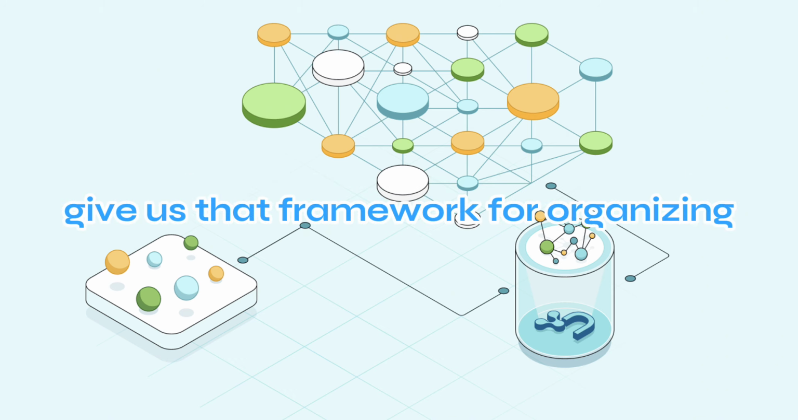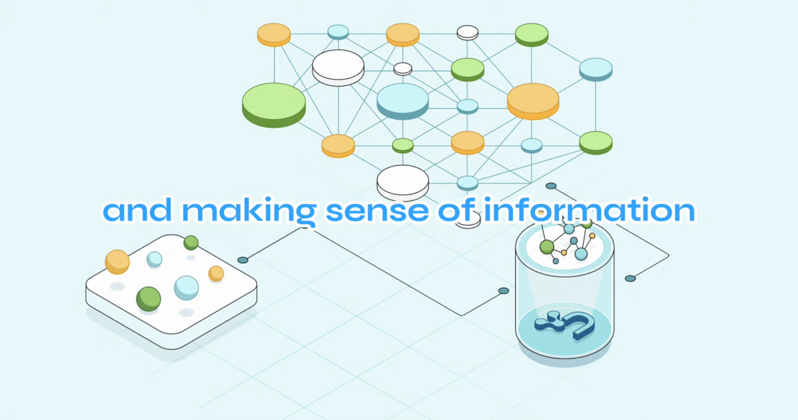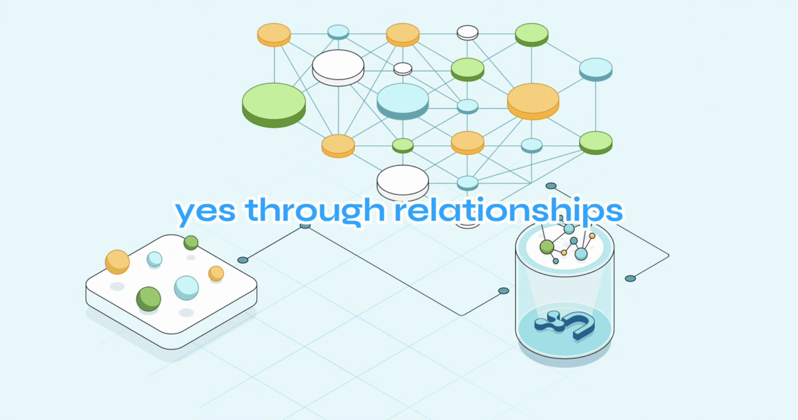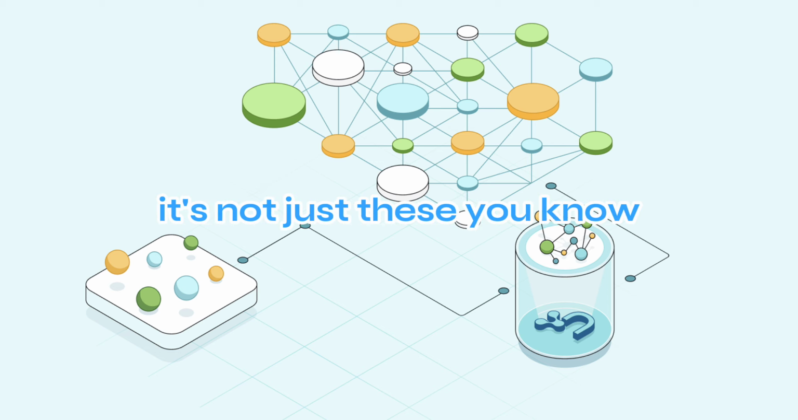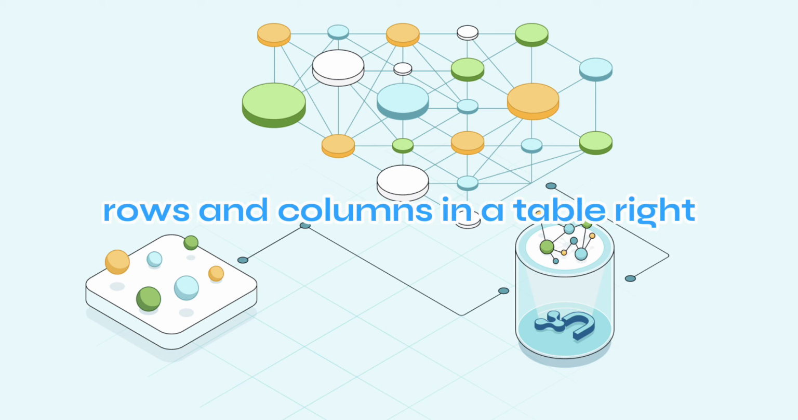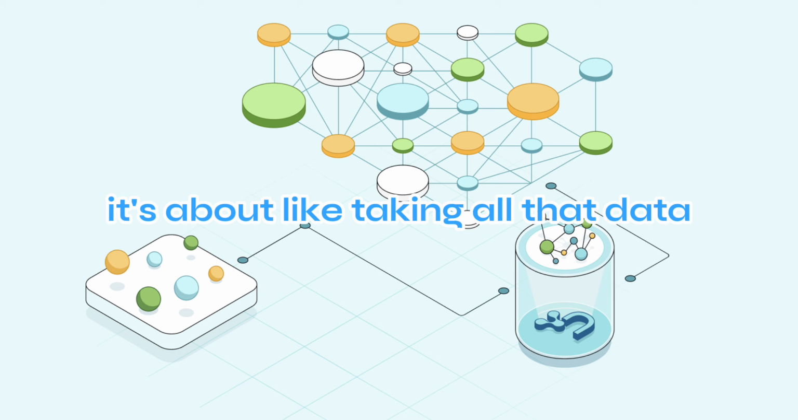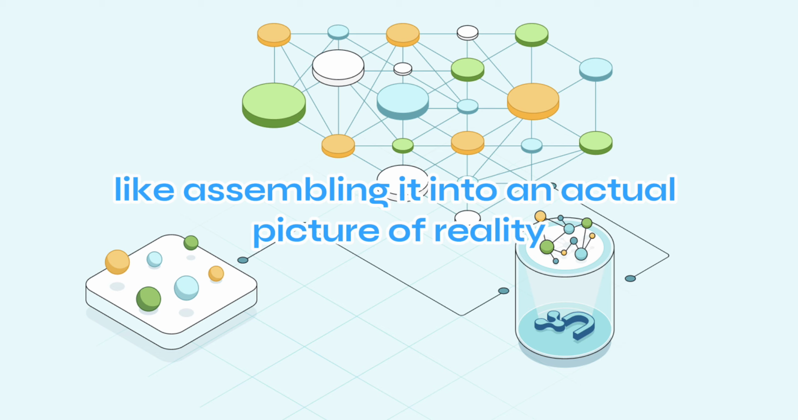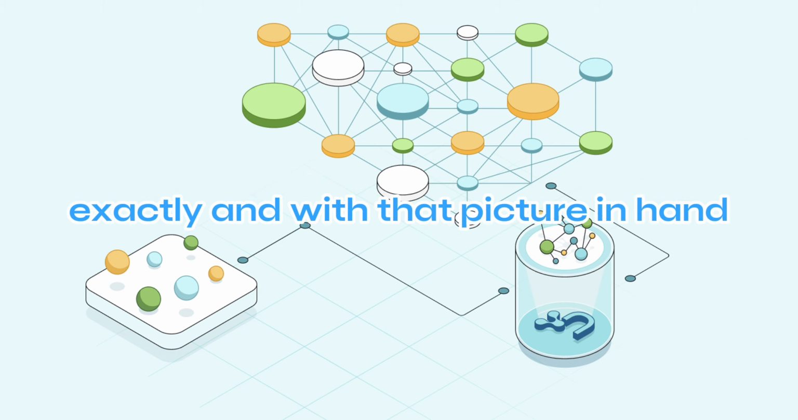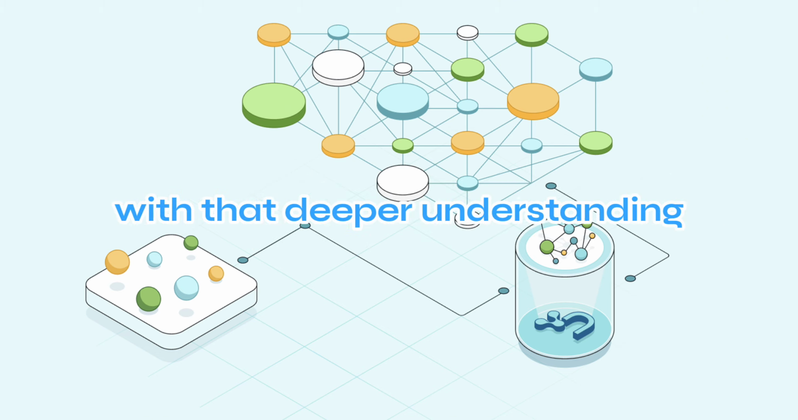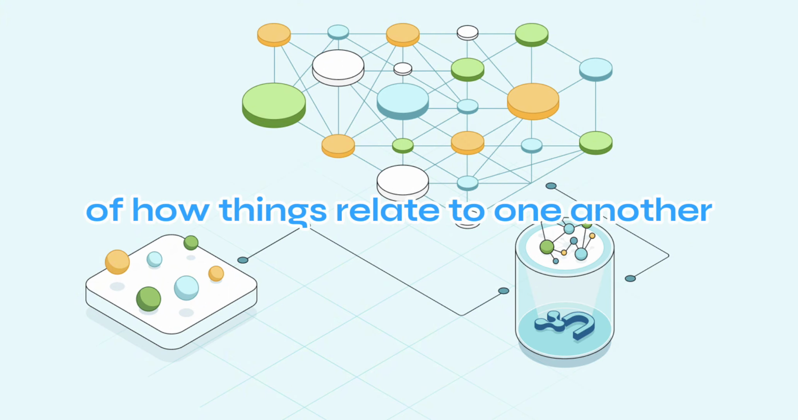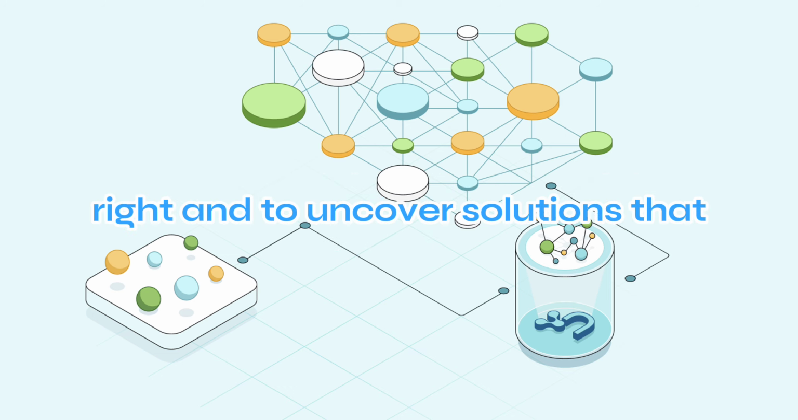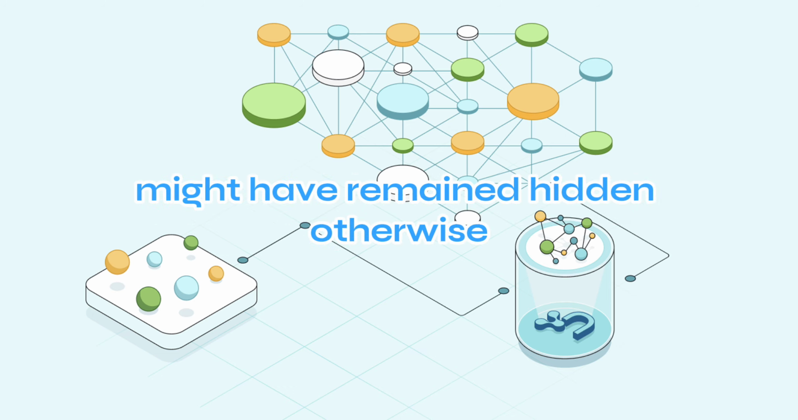They give us a framework for organizing and making sense of information in a way that really mirrors how our own minds work, in a way that's more natural. Yes, through relationships, through connections. It's not just rows and columns in a table. Right. It's about taking all that data, all those scattered pieces of information, and assembling it into an actual picture of reality. Exactly. And with that picture in hand, with that deeper understanding of how things relate to one another, we're empowered to make more informed decisions, to ask better questions, and to uncover solutions that might have remained hidden otherwise.